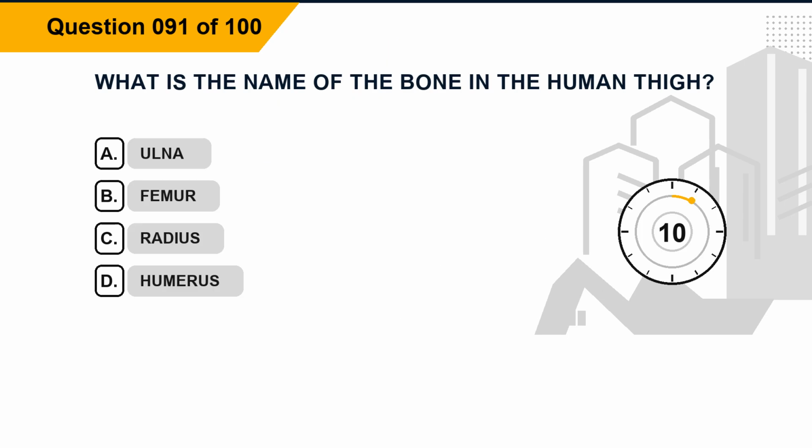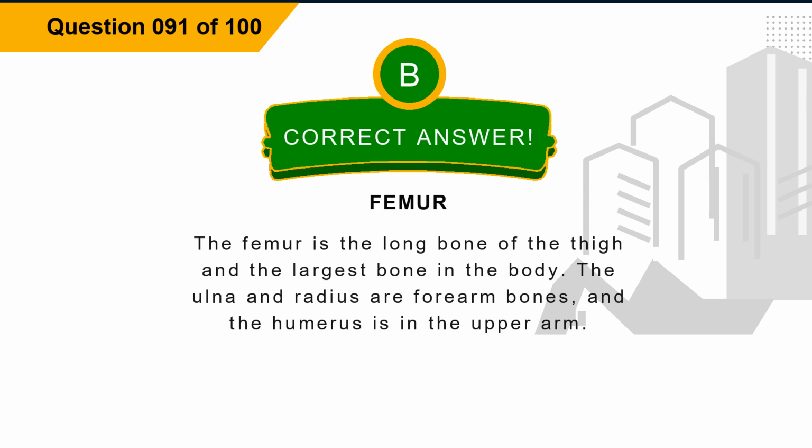Question 91. What is the name of the bone in the human thigh? Option A, ulna. Option B, femur. Option C, radius. Option D, humerus. The correct answer is option B, femur. Explanation. The femur is the long bone of the thigh and the largest bone in the body. The ulna and radius are forearm bones, and the humerus is in the upper arm.